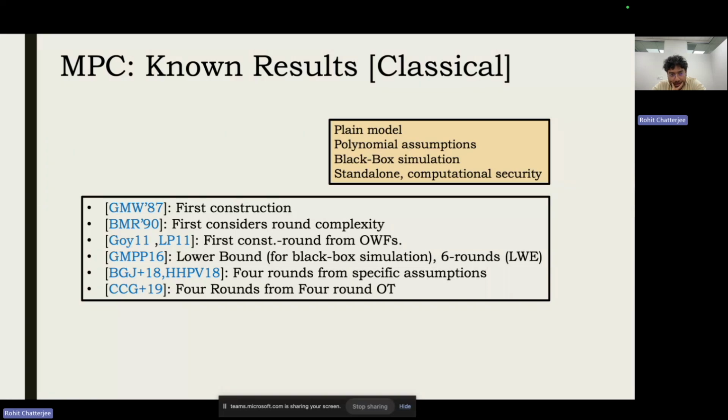Sorry, I'm a bit surprised. So in 2011, the third bullet point says first constant round from one-way functions. So clearly it must be using OT somewhere. Or you're saying that the entire construction is only using one-way functions? Because we don't think we can construct OT from one-way functions, right? So it's very surprising that your third bullet point is that.